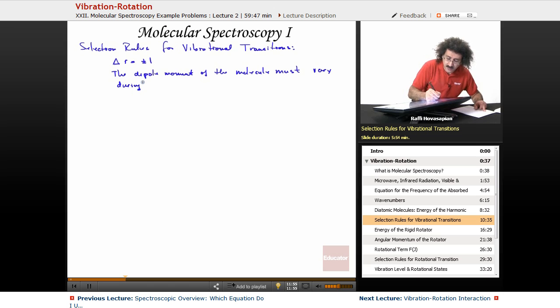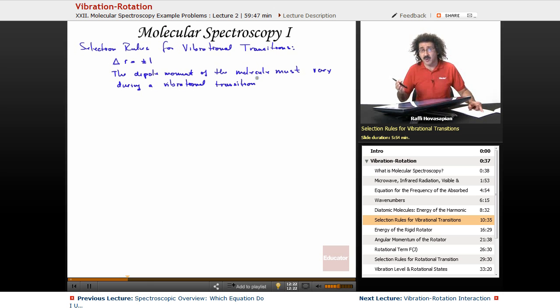I wouldn't worry too much about this idea of the selection rule and how a dipole moment is related to the selection rule. This is often called a gross selection rule. The name itself doesn't really matter. So the dipole moment of the molecule must vary during a vibrational transition. All this means, so this doesn't mean that the molecule has to have a permanent dipole. It can or it cannot have a permanent dipole.